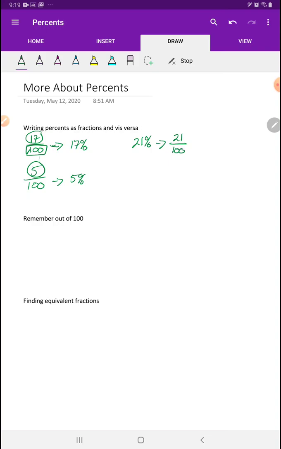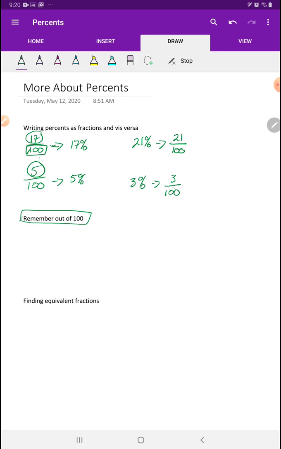Simple as that. Or what if you have 3%? That's 3 over 100. Really simple. This isn't complicated. Remember, everything is based out of 100. Okay, this is the key thing here that we were talking about. Everything is based on 100.